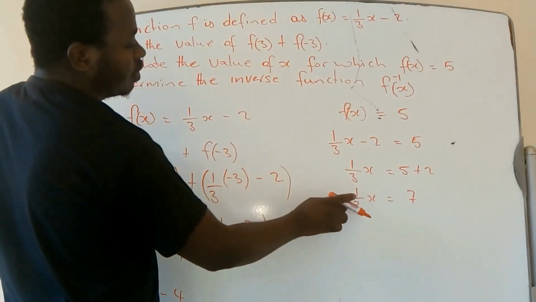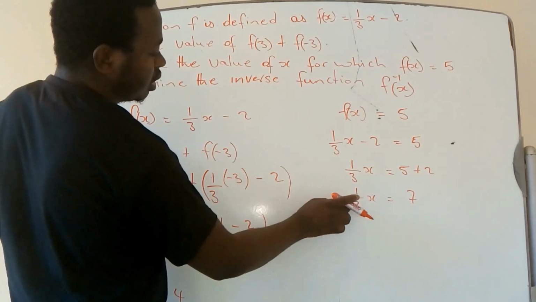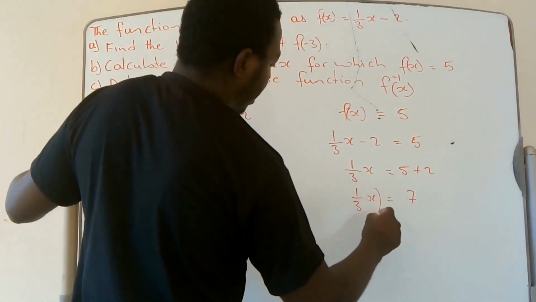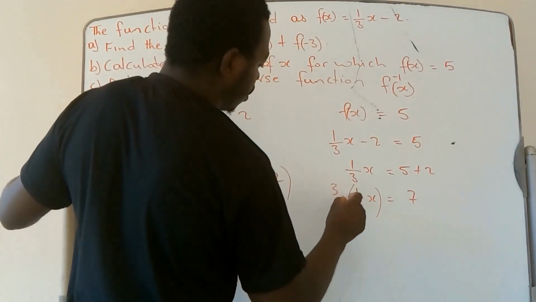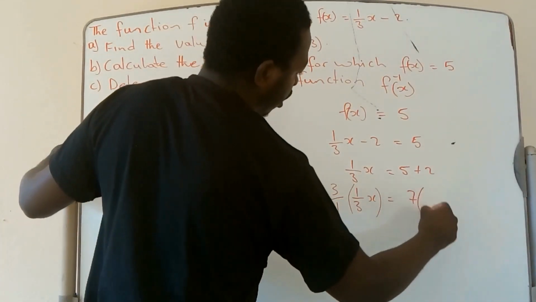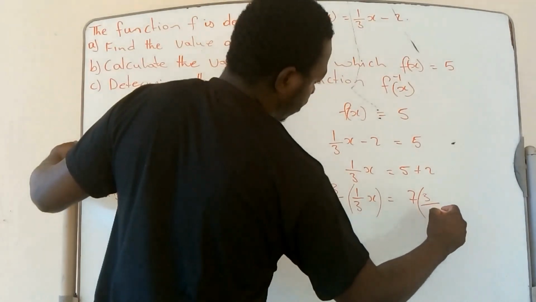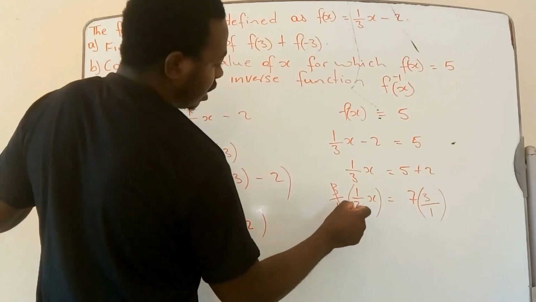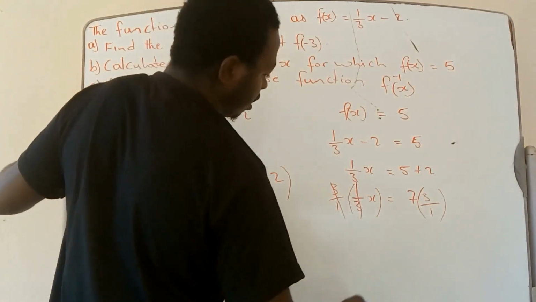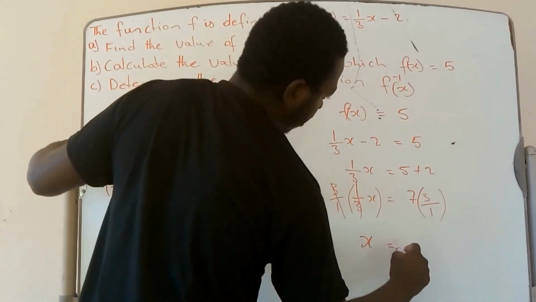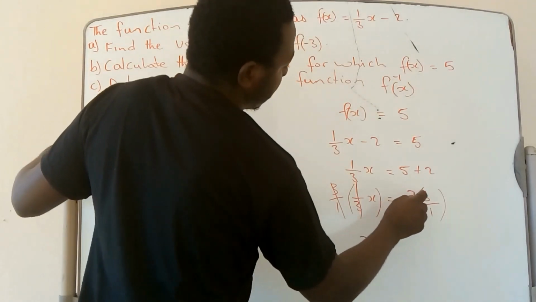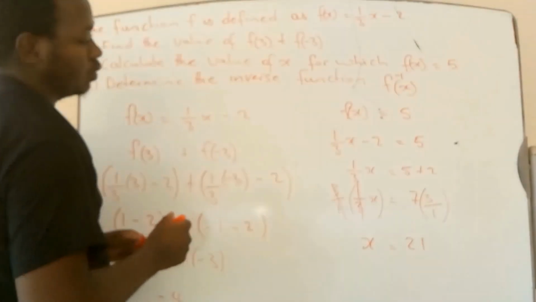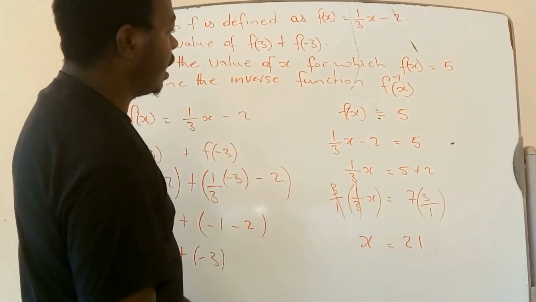Now we need to get rid of this 1/3 here. In order to get rid of it, we can multiply all of this by 3 over 1 and multiply all of this by 3 over 1. So 3 over 1 cancels out 1 over 3 there. We're left with x is equal to 7 times 3 over 1, that's just 21. So x is equal to 21. Alright?